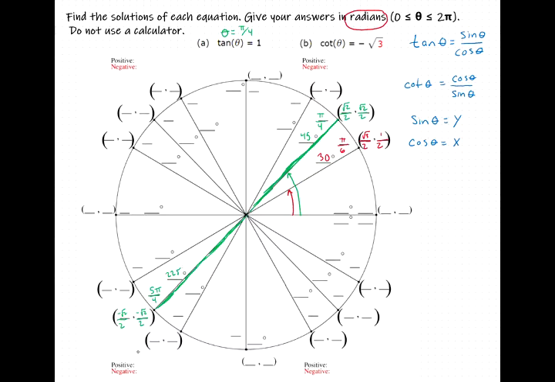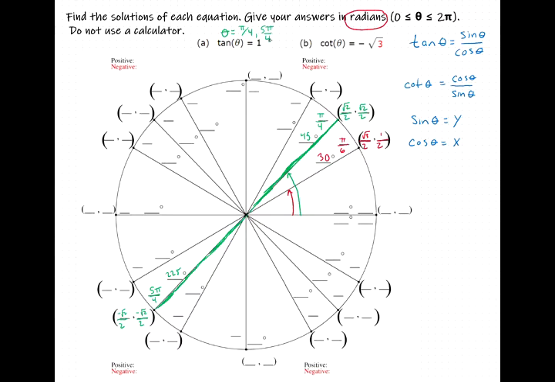So if the sine and the cosine are both positive in quadrant 1, they're both positive root 2 over 2, then the tangent is equal to 1. And if they're both negative, negative root 2 over 2 divided by negative root 2 over 2, any number over itself is also equal to 1. So 5 pi over 4 would be the other solution to when the tangent is equal to 1.